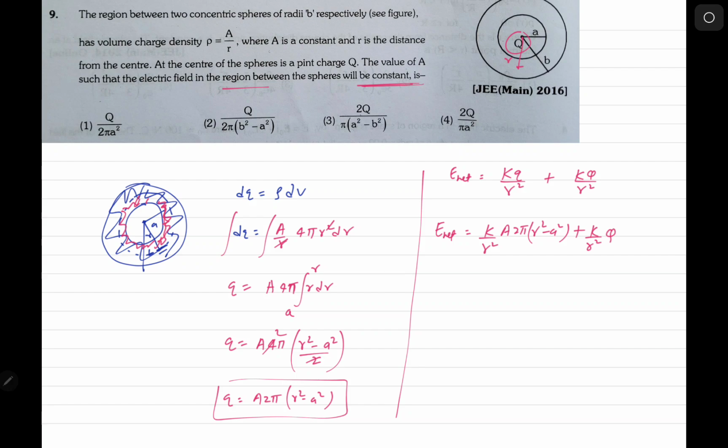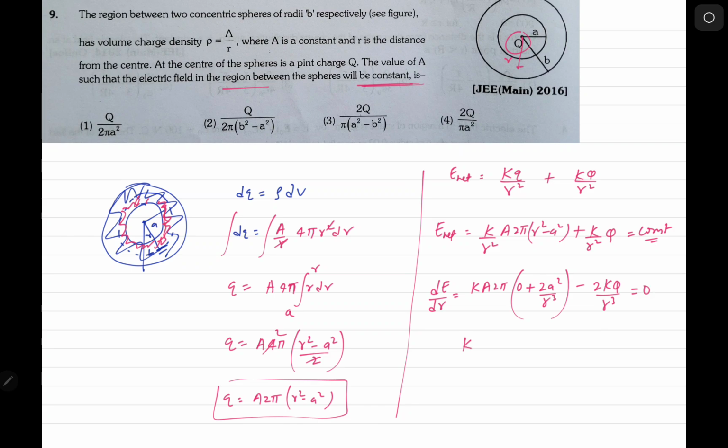Now this electric field is going to be constant as per the question. So if it is constant, then that means dE by dr should be 0. So we'll differentiate here. So k a 2 pi. Just pause it and you try to differentiate this function. Now if you take this r square into the bracket, then the derivative will be 2a square by r cube, minus 2kQ by r cube, is equal to 0.